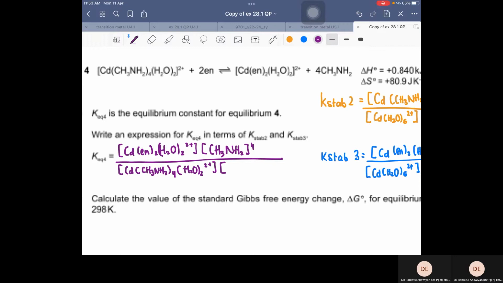En to the power of 2. I don't know if anyone can spot it. Can anyone spot anything?